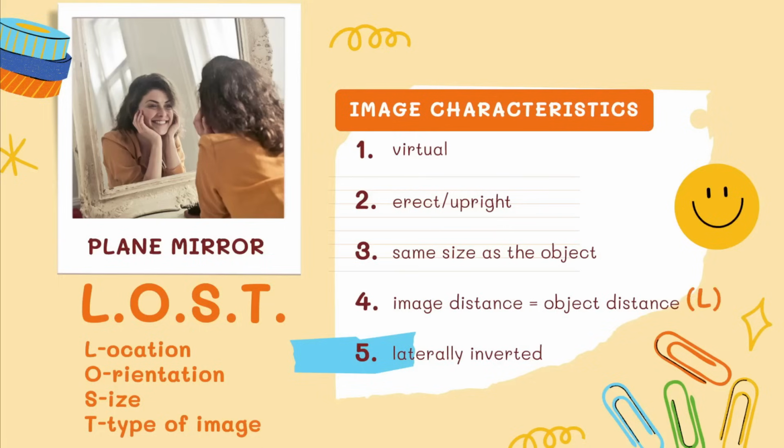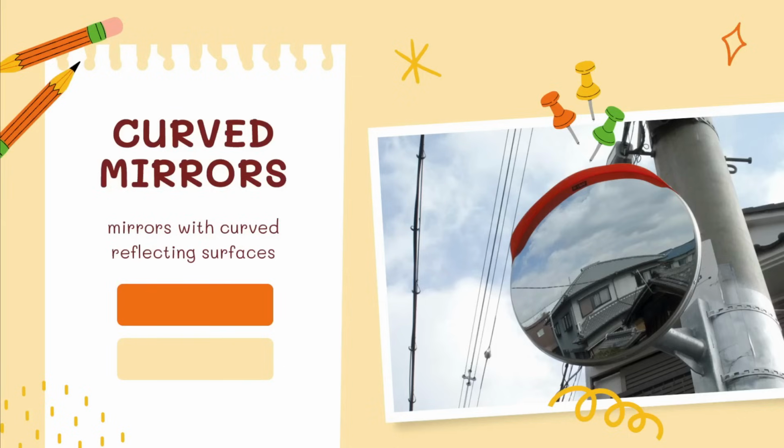Ito siya, image distance is equal to object distance. The orientation would be erect or upright. The size would be the same size as the object, and the type of image would be virtual. Dalawa lang naman yung type of image dyan, is either real or virtual. So in the case of a plane mirror, we have a virtual image. So if there are no questions, let's proceed to the next topic.